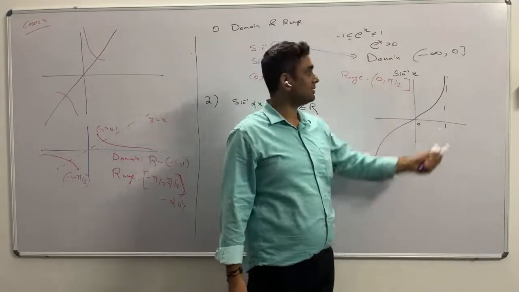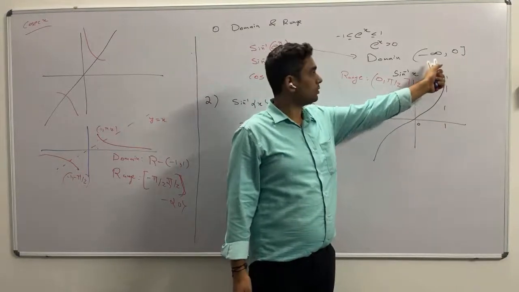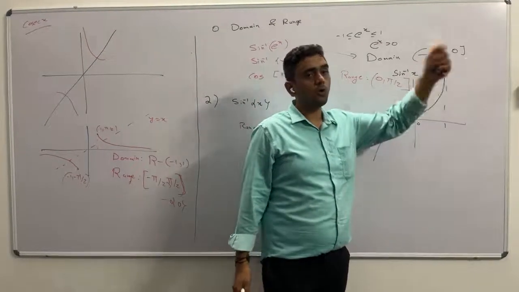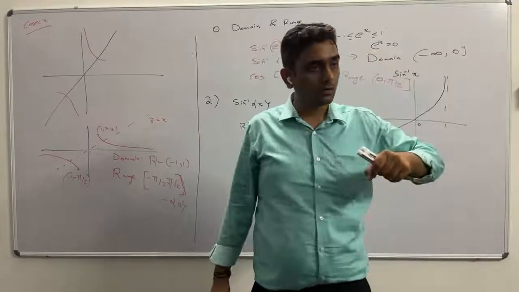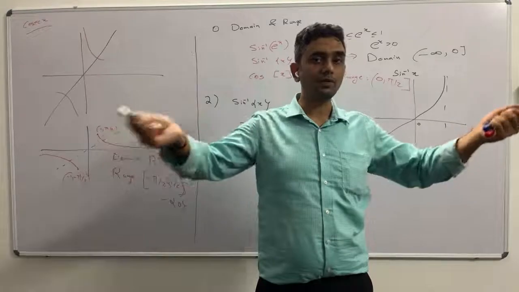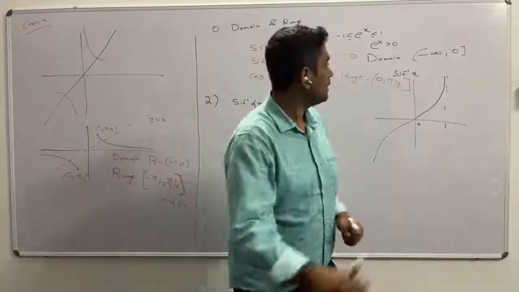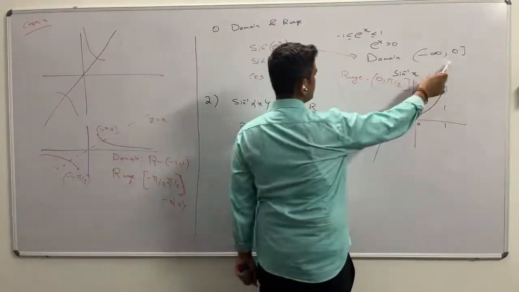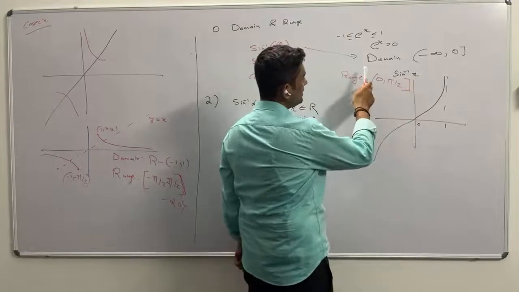How do we ensure less than 1? It should be less than 0. So domain is minus infinity to 0. E power 0 is 1. And after that, e power minus infinity is 0. So it will take all the values in between. Now that we have got this, we will look for the range.